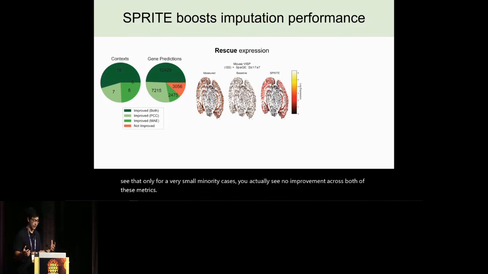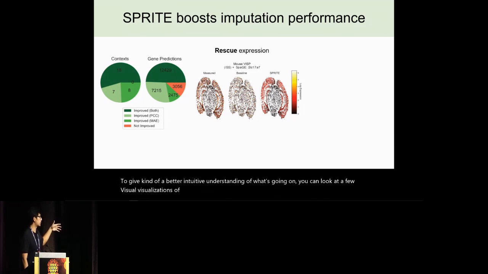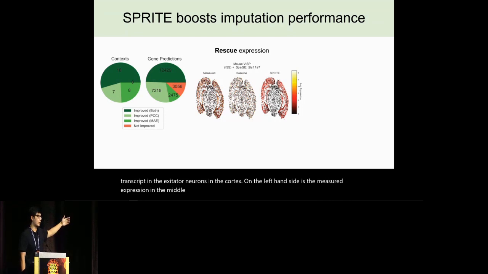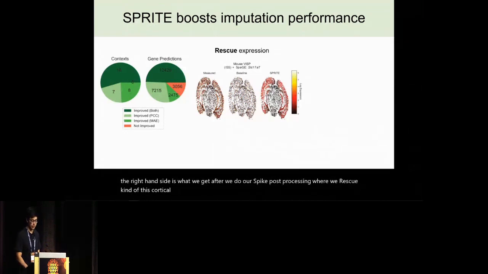To give a better intuitive understanding of what's going on, you can look at a few visualizations of this in the spatial dimension. So here is a visualization of the mouse hippocampus coronal section. You see high expression of this SLC17A7 transcript in the excitatory neurons in the cortex. On the left-hand side is the measured expression. In the middle is the baseline imputation from the SpaGE algorithm. And on the right-hand side is what we get after we do our SPRITE post-processing, where we rescue this cortical-specific expression of this transcript.